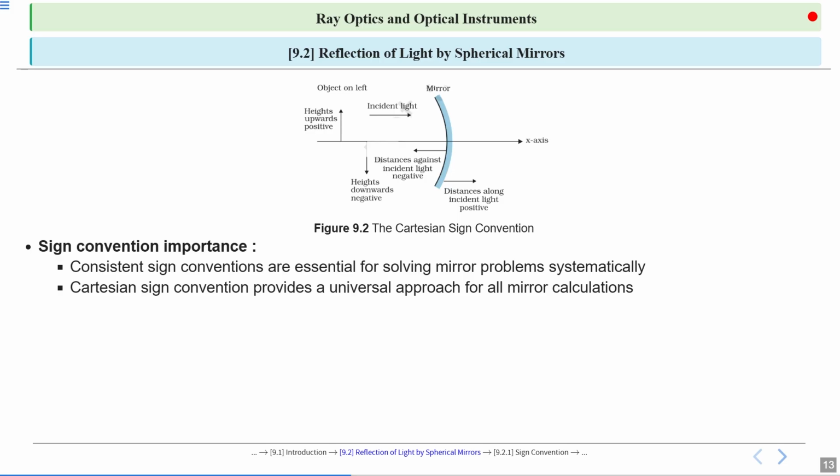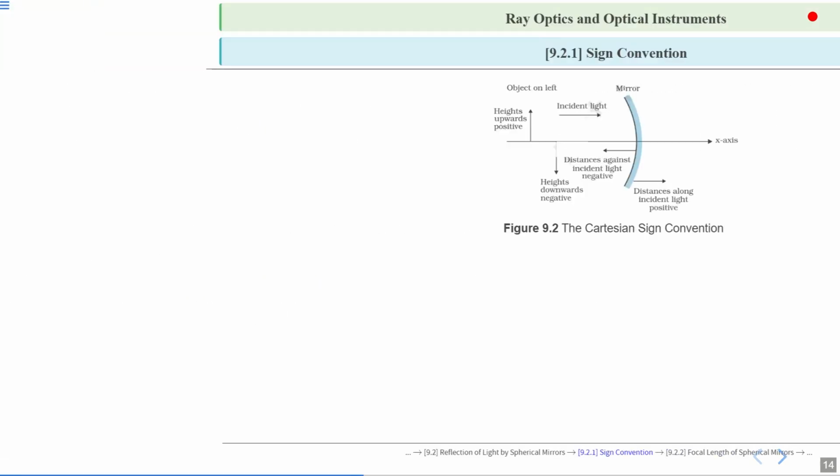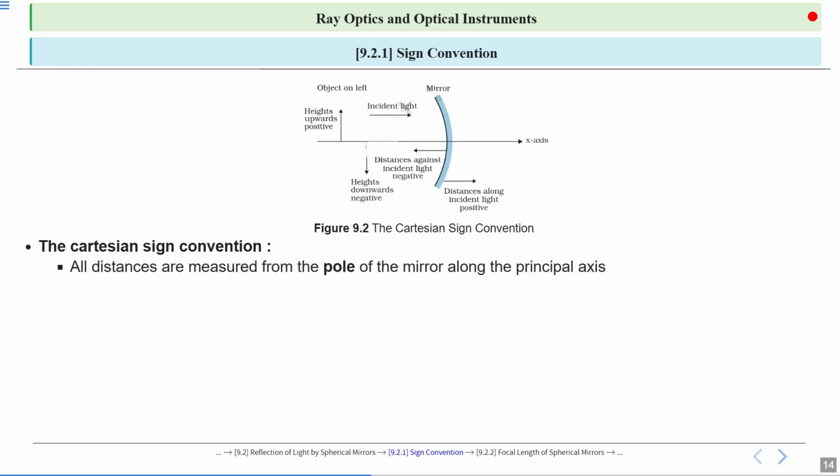So understanding sign conventions prevents errors in determining image characteristics. Okay, so we are going to determine whether the image is real or virtual, and where the image is formed. For that we have to follow some sign conventions for the calculation. In the Cartesian sign convention, all distances are measured from the pole. Okay, this is the first rule.